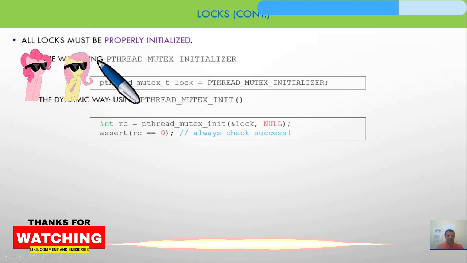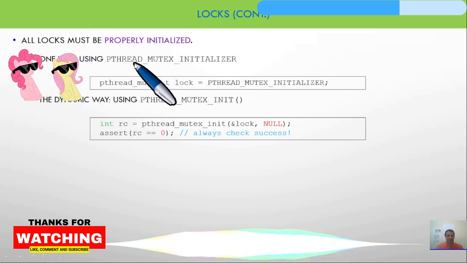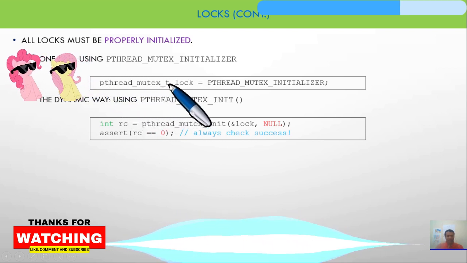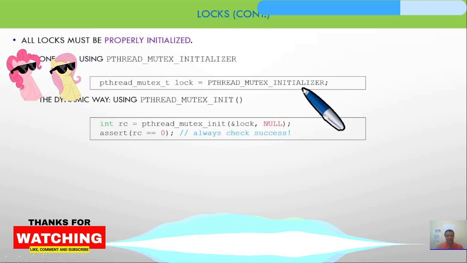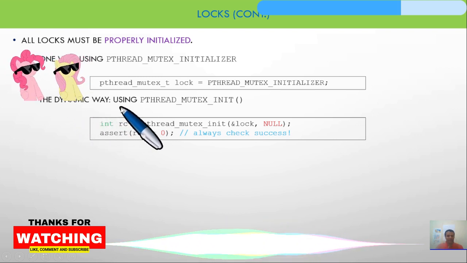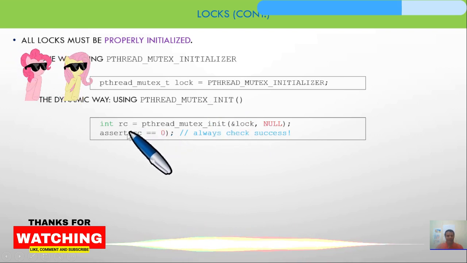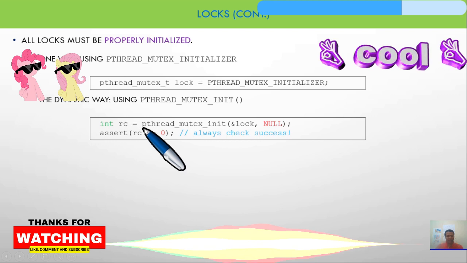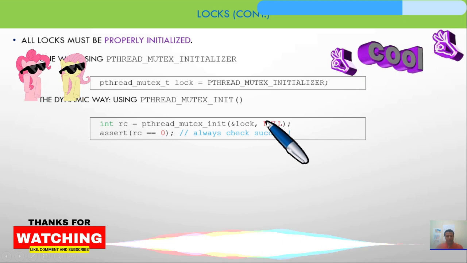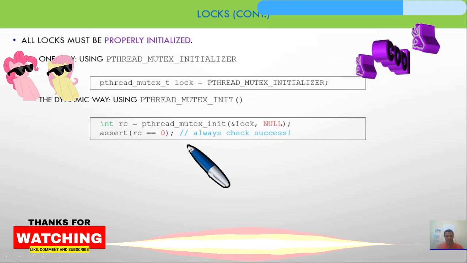One way is using PTHREAD_MUTEX_INITIALIZER. If we have a lock, we have to initialize it. This is the syntax: pthread_mutex_t lock = PTHREAD_MUTEX_INITIALIZER. The dynamic way is using pthread_mutex_init: int rc = pthread_mutex_init(&lock, NULL). The assertion is to always check success.